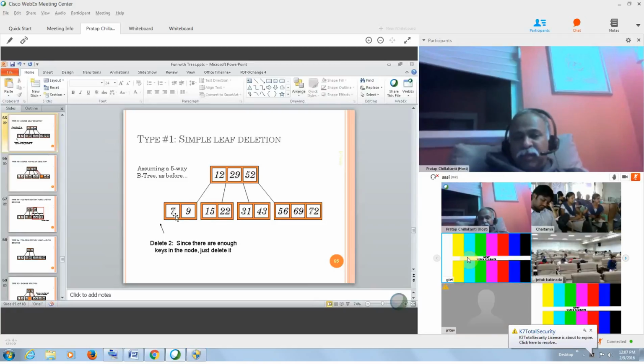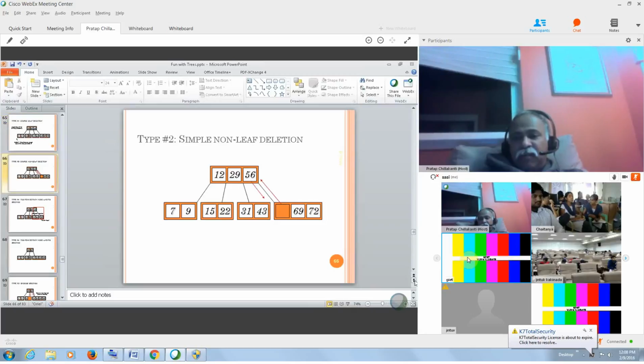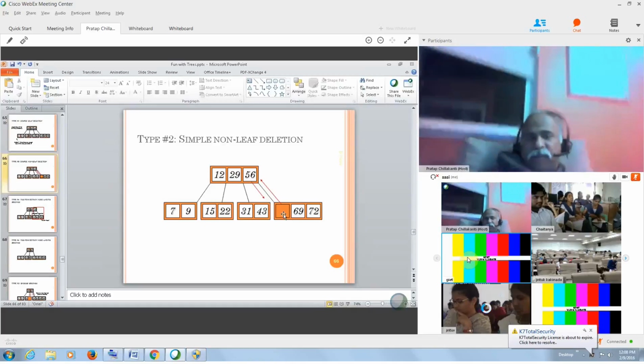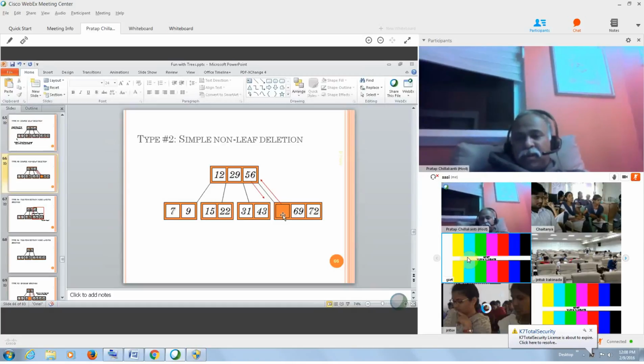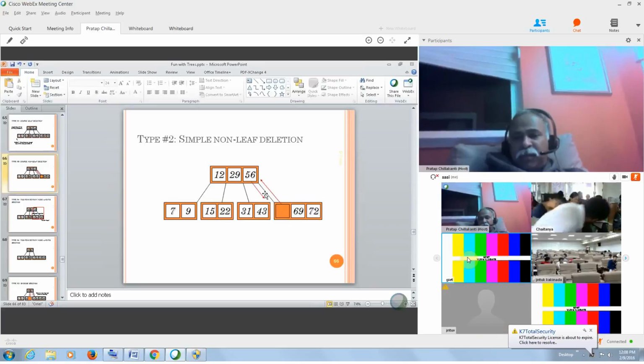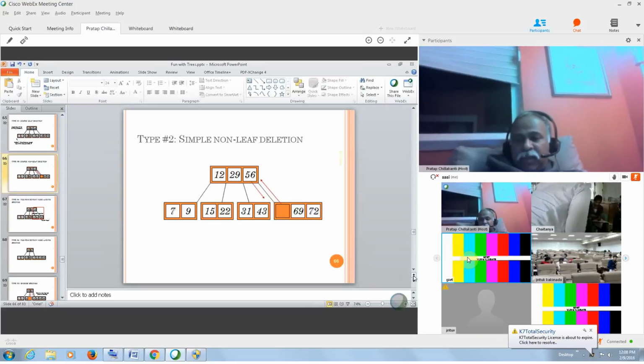See the 3, 7 and 9. So you would not lose anything. By deleting it, you would not lose anything. That's what he's saying there. But when you want to delete 56, okay, what you're trying to do is you're trying to delete 56. When you're trying to delete 56, what is the rule that we are following here? Let's look at that one here.